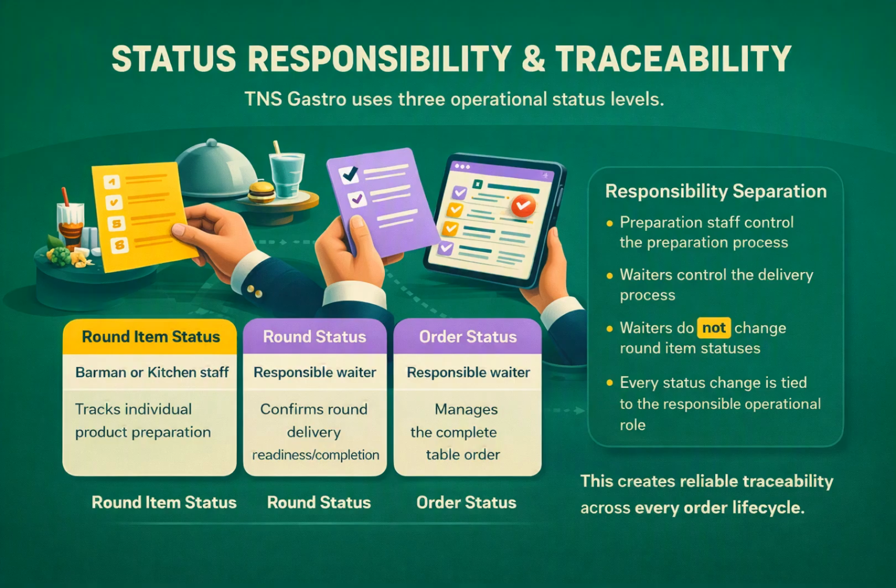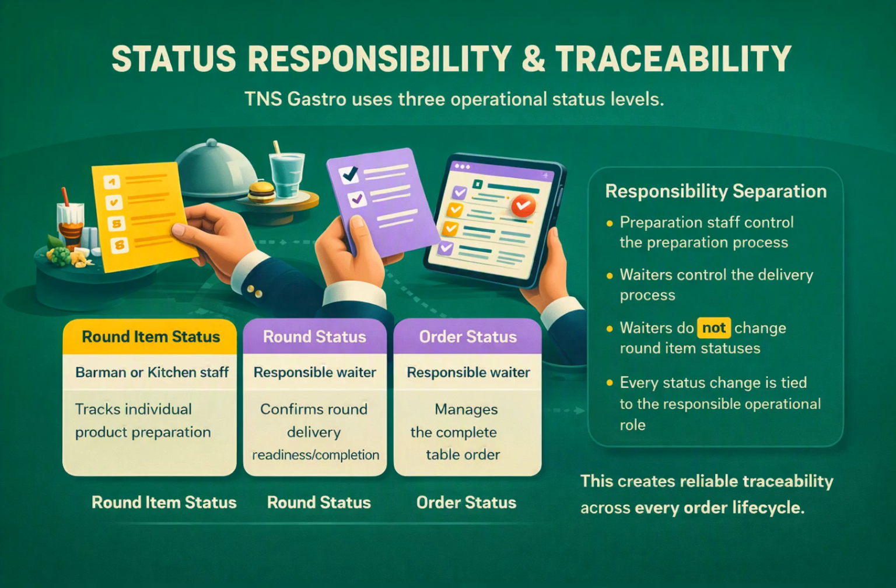Information data flow. In the previous section, we explained how an order moves through the restaurant. Now we will look at how TNS Gastro manages this operational process. The system uses 3 different levels of operational statuses: round item status, round status, order status. Each of them has its own responsible user role. Let's start with the round item status. Every round item inside a round has its own status. For example, a coffee may already be ready for delivery, but a meal is still being prepared. This allows every ordered product to be tracked independently. The important rule is that only the unit responsible for preparing the product may change its status.